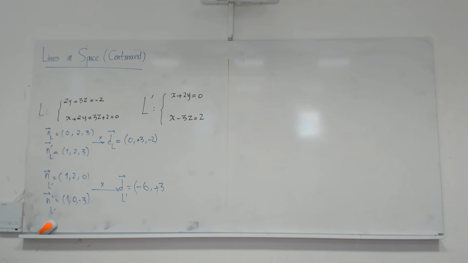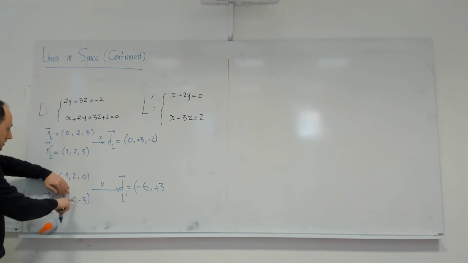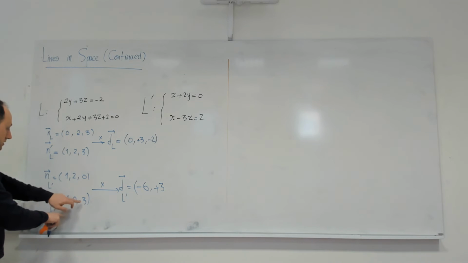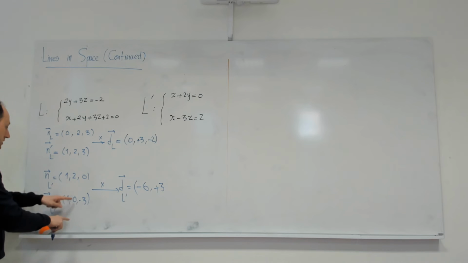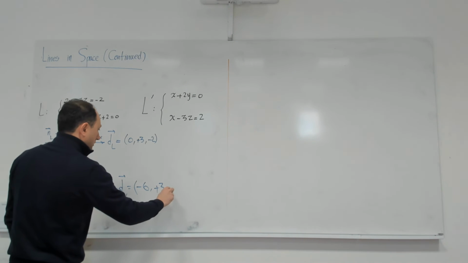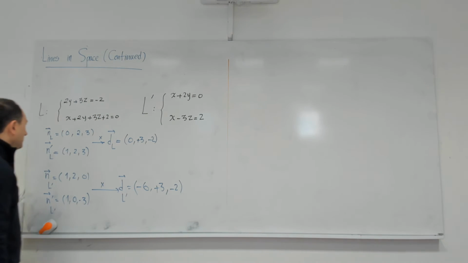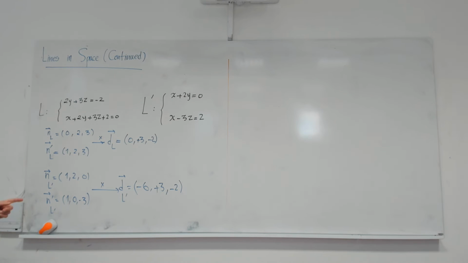Have I made a mistake or not? So it's minus 6, 0, and then minus 3 plus 3, and then 0 minus 2. Can you confirm my calculation here or not? That's what I got as well. That's what you got? Yeah. Okay.